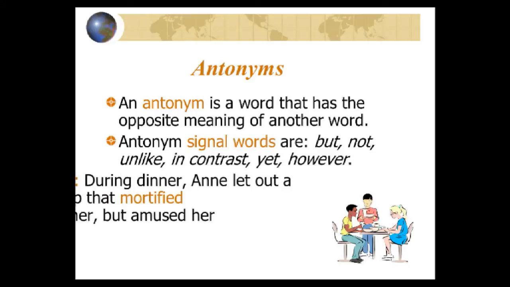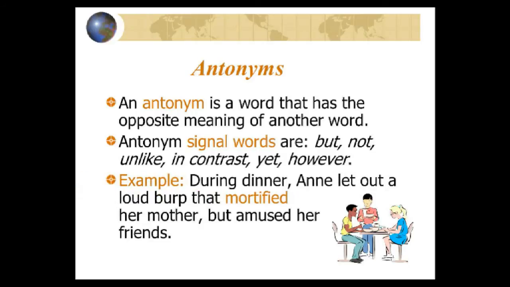Here's an example of an antonym used in a sentence. During dinner, Annie let out a loud burp that mortified her mother but amused her friends. So we're looking for the opposite of mortified. The opposite of mortified would be amused. Another way to figure this out is you already have the signal words. So you look for that signal word. On the other side of the signal word, which is "but," is what we understand, and the other side is what we're trying to define.